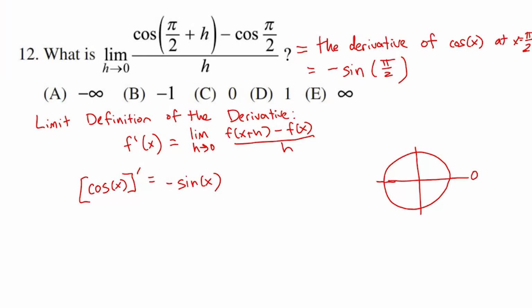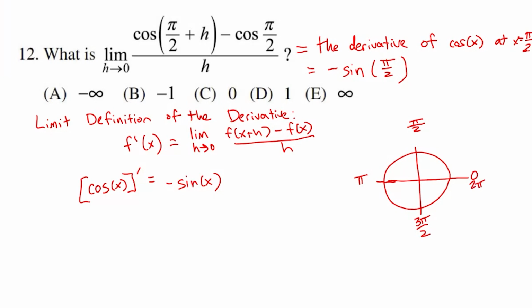0 radians is here. Pi over 2 radians, which is equivalent to 90 degrees, would have a terminal side along the positive y-axis. Pi radians is equivalent to 180 degrees, and 3 pi over 2 radians is equivalent to 270 degrees. If you go all the way around at 360 degrees, that's equivalent to 2 pi radians.